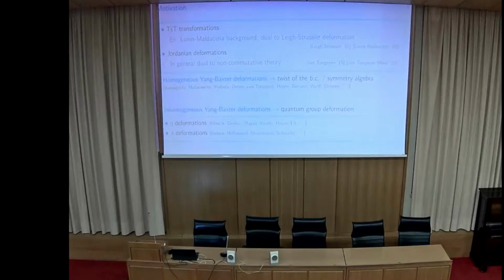There is another class of deformations that has not been mentioned so far during the conference, I think, which are the inhomogeneous Yang-Baxter deformations. In that case, instead of a twisting, this really modifies the geometry locally, and in practice there will be a quantum group deformation. So the algebra gets promoted to a quantum group. There are 2 types of solutions, namely the eta deformation when the parameter in the quantum group is real, and the lambda deformation when this parameter is a phase. Many people in the room have worked a lot on this type of theories.